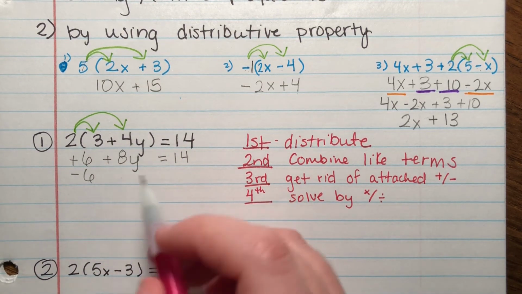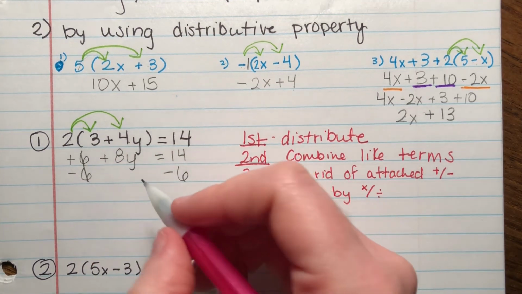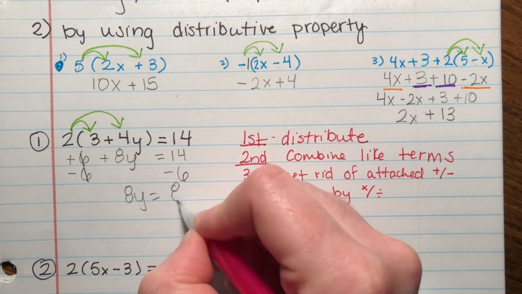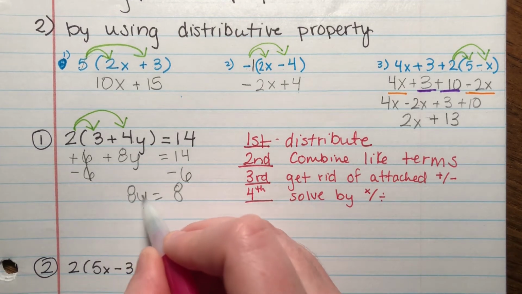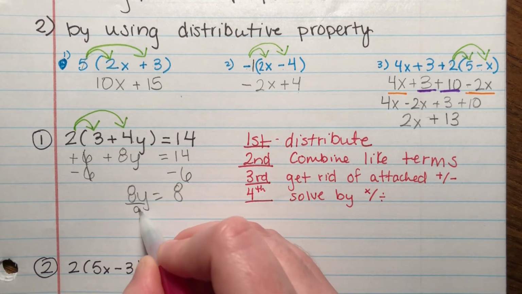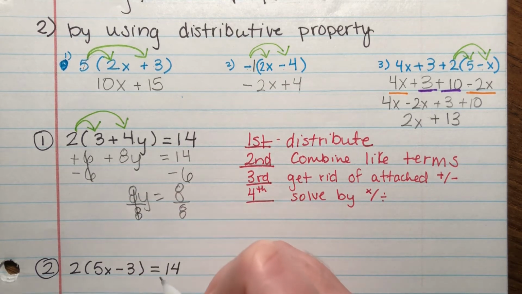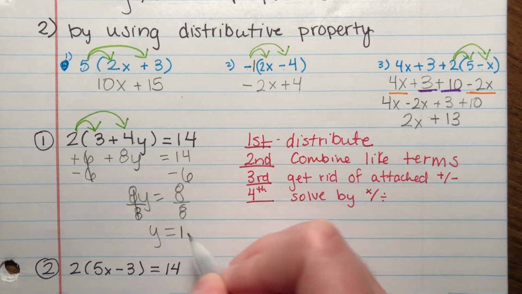Whatever I do on one side of the equal sign, I have to do on the other. So those will cancel out to 0. I have 8y equals 14 minus 6 is 8. All right, and now these are being multiplied, so I'm going to divide both sides by 8 to get rid of that 8 over here. So y equals 8 divided by 8 is 1.